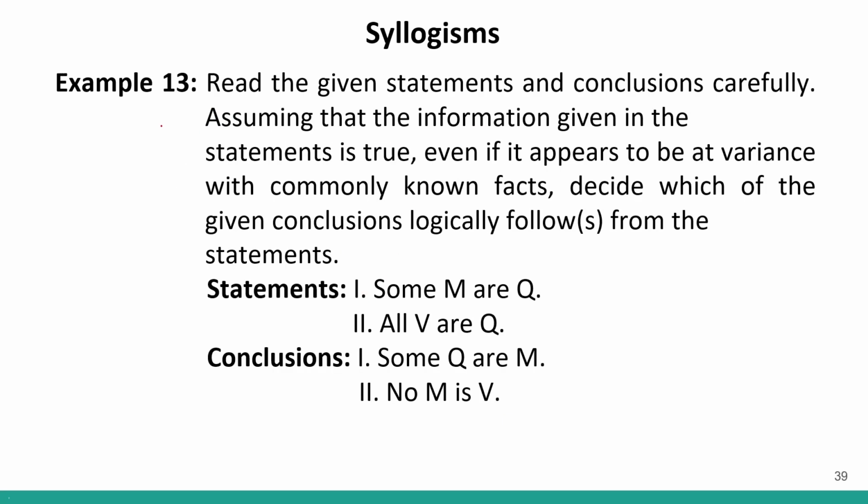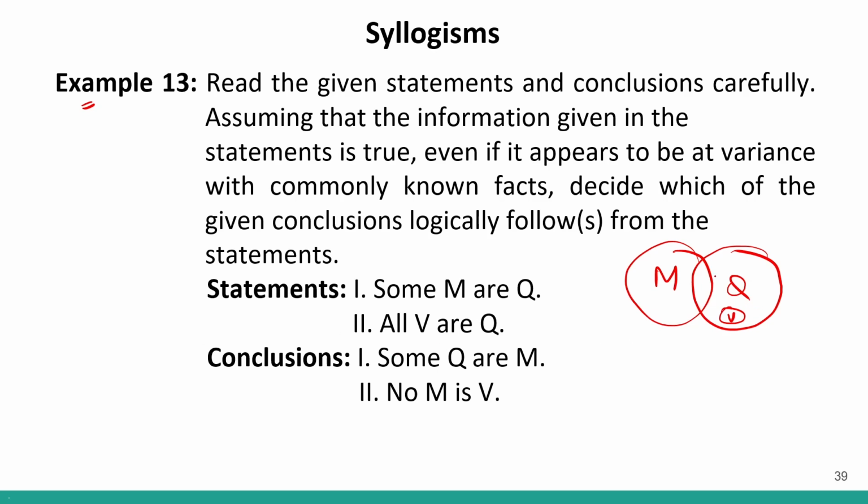Clear? Example number 13, 2 statements, 2 conclusions. First statement says some M are Q. So there will be some M that are Q. It will be represented like this. All V are Q will be represented like this. All V are part of Q. This will be the Venn diagram.